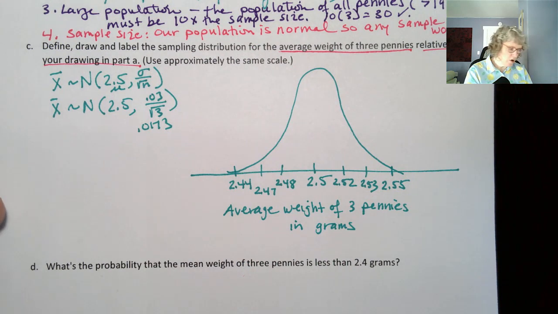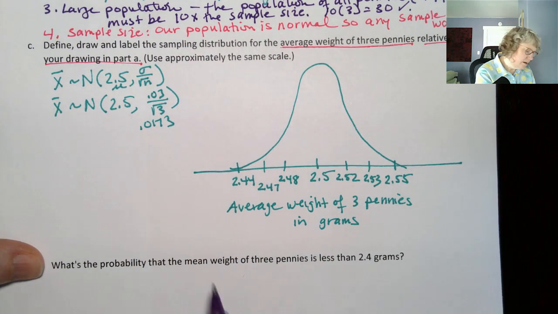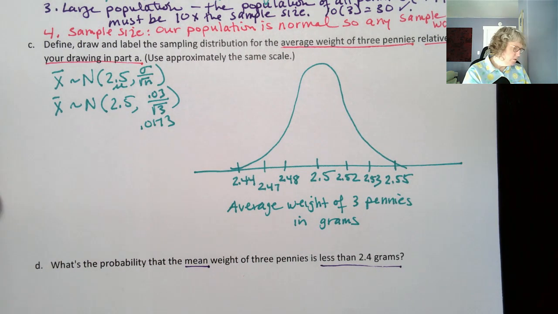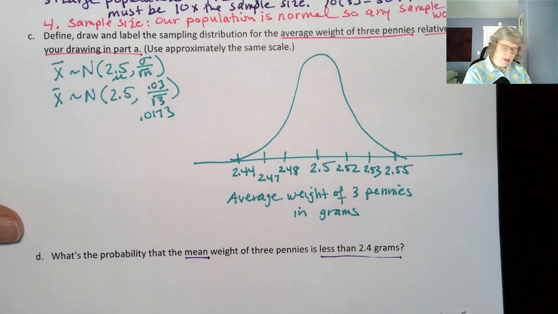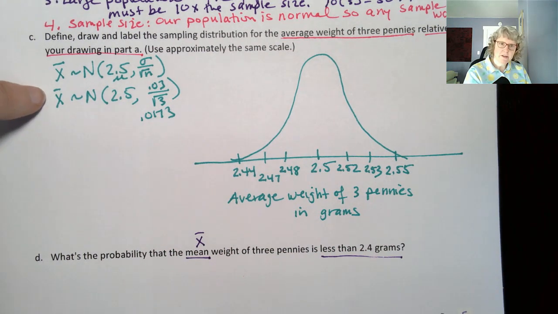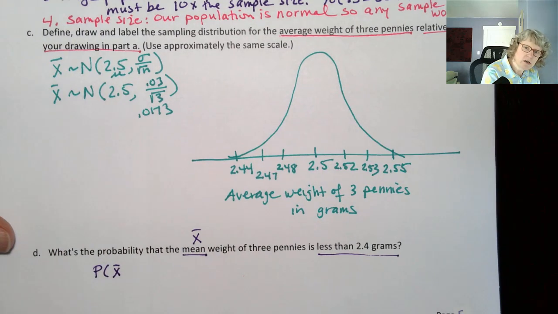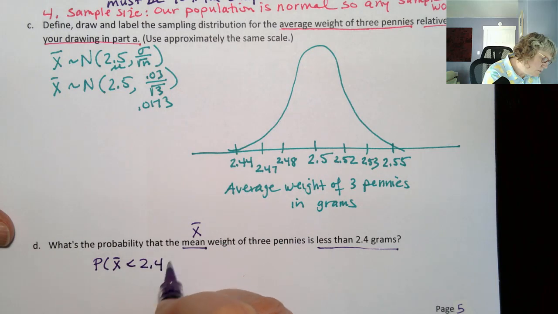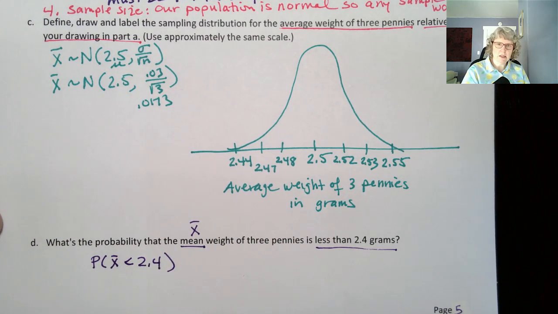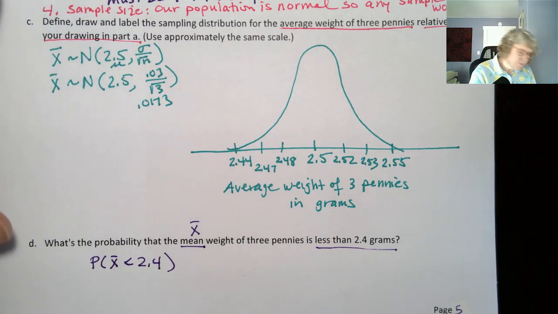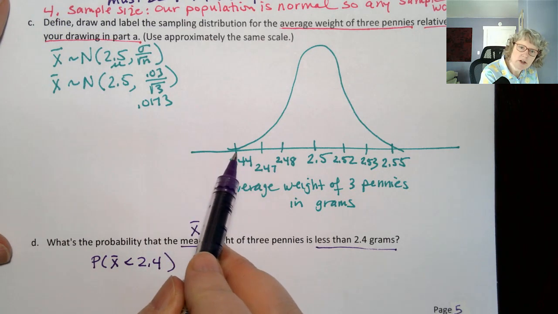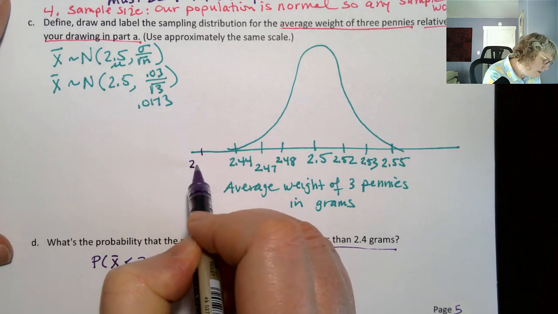Now is when we get to find a probability. What's the probability that the mean weight of 3 pennies is less than 2.4 grams? So notice we found a probability of 2.4 above, but now we're talking about X bar because it's saying what's the mean? And we've defined our X bar model right here. Okay, so probability that X bar is less than 2.4 grams. What do you think it's going to be? Because our distribution came in, it's narrower, right? So my 2.44 is right here. So my 2.4 is actually way out here.